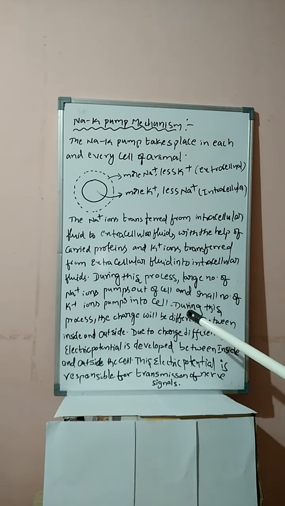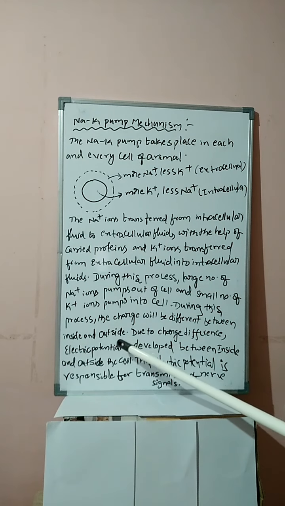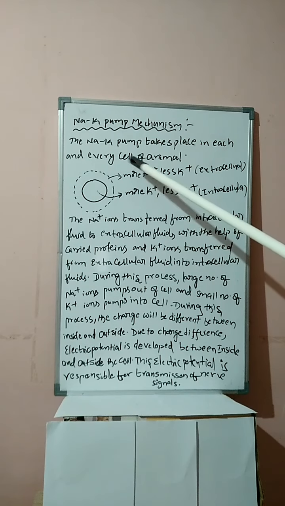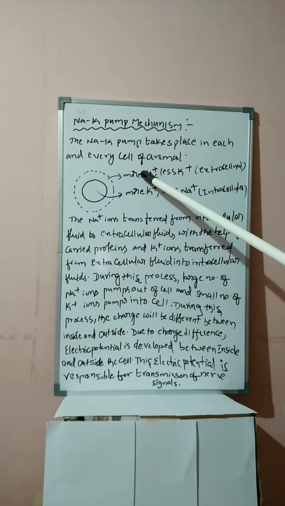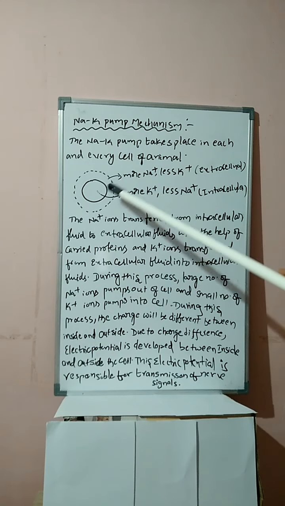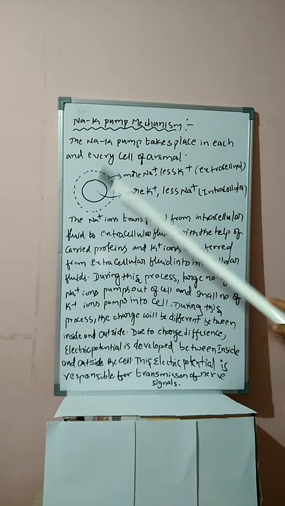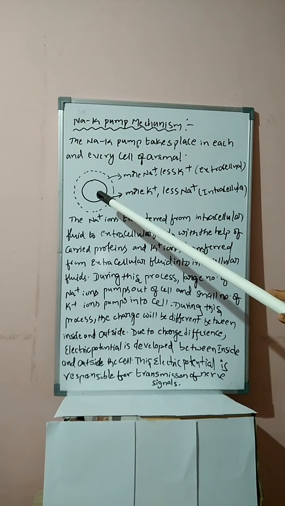But the charge will be the same; only the size is different, K+ and Na+. During this process, a charge difference arises between inside the cell and outside the cell. Due to this, a large number of Na+ ions are present outside the cell and fewer K+ ions are inside the cell. Here, more positive charge due to more Na+. Here, less positive charge because of fewer K+ ions. There is a charge difference between outside and inside the cell. Therefore, more positive charge outside the cell, less positive charge inside the cell.